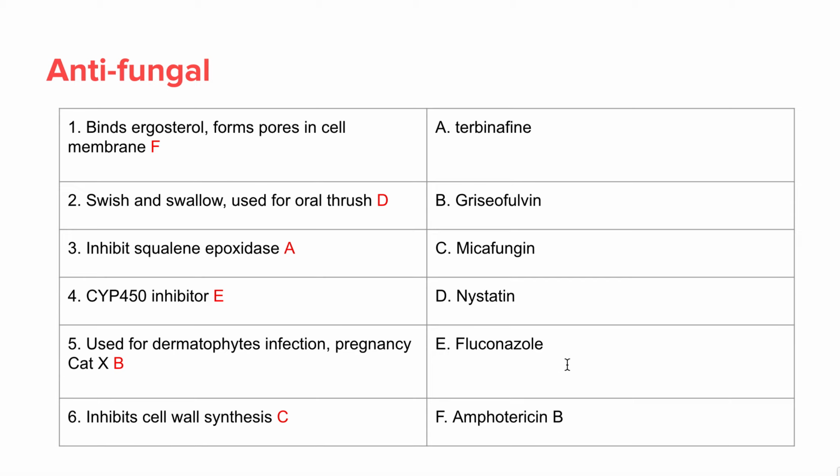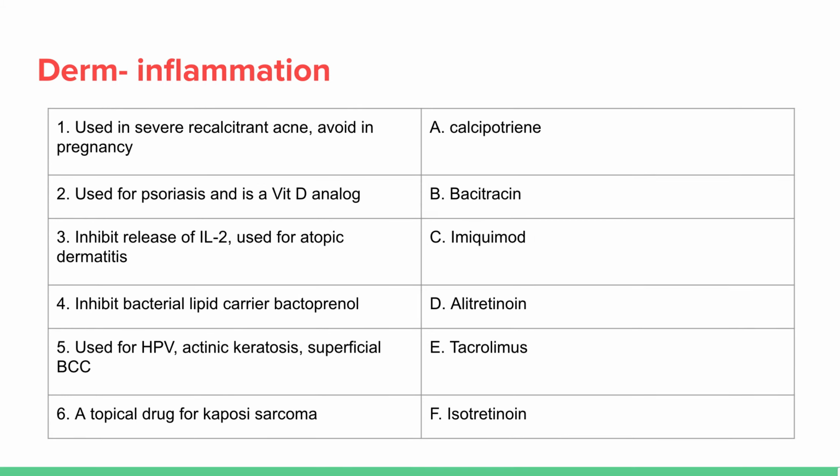Your azoles tend to be your CYP450 inhibitors. Number five, used for dermatophyte infection, pregnancy category X. This is your griseofulvin. And inhibits cell wall synthesis. For the cell walls, we have our fungins, so micafungin, for example, or caspofungin. Okay. Take a minute to answer these, and then when you're ready, unpause.